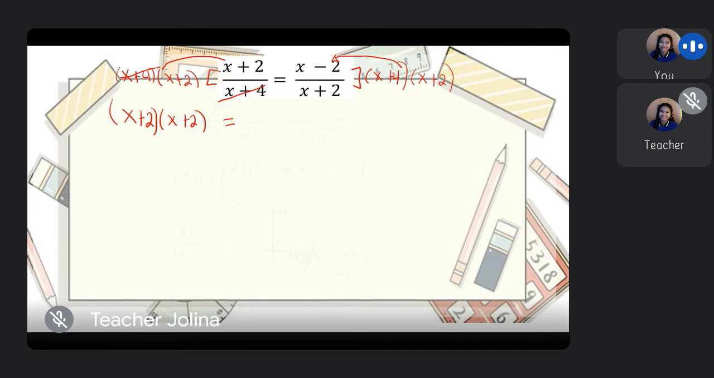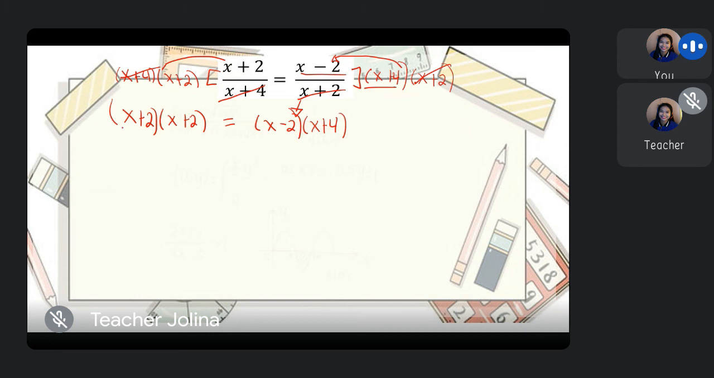So, pwede natin i-cancel ang x plus 2 here at saka x plus 2 here. And then, ang natira po ay x minus 2 multiply to x plus 4. Ayan, so yung dalawang yan na natira, yan po yung ilalagay natin dito sa may second row natin ng solution. And then after nun, remove all the grouping symbols by applying product.